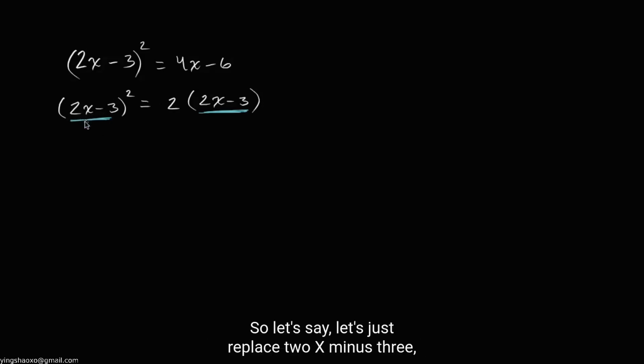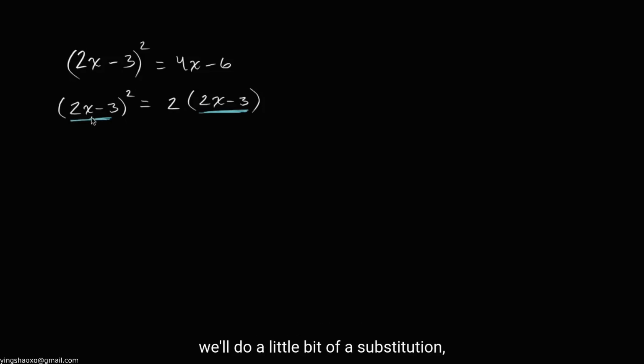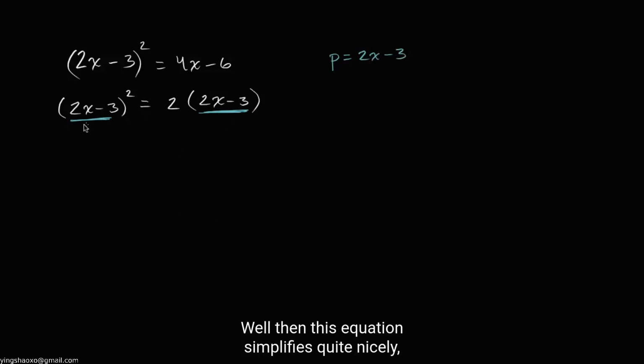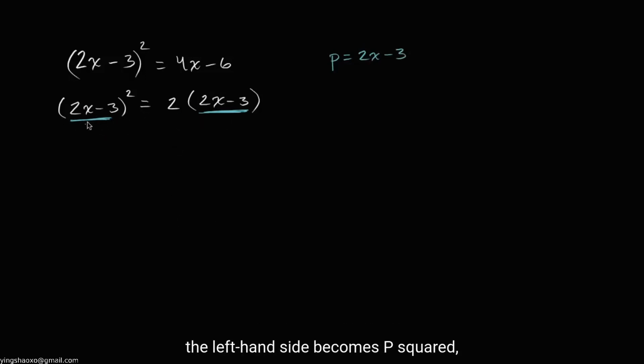So let's just replace 2x minus 3. We'll do a little bit of a substitution. Let's replace it with p. So let's say that p is equal to 2x minus 3. Well, then this equation simplifies quite nicely. The left-hand side becomes p squared. P squared is equal to 2 times p, because once again, 2x minus 3 is p. And now we just have to solve for p.